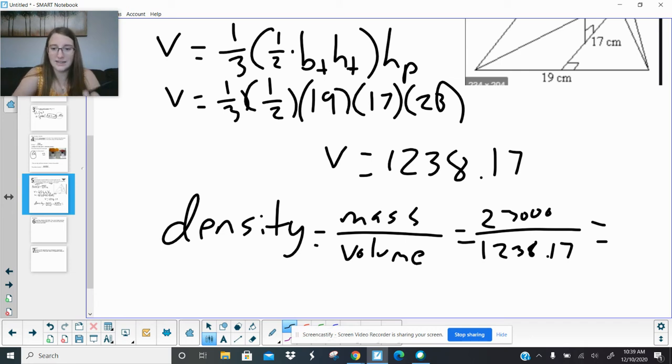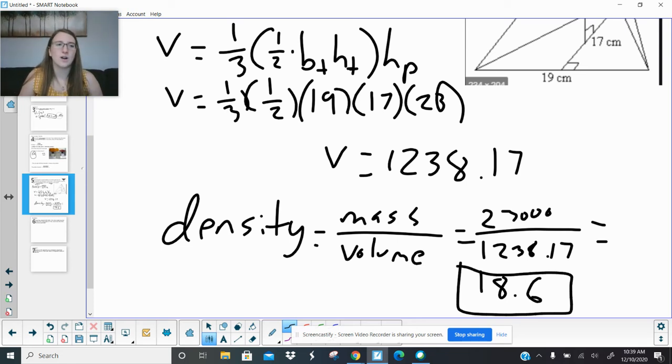And we should get a density of 18.6, let's say, could say 5.8. I always change my rounding, I really shouldn't. And there is our density, 18.6. Gold is pretty dense, yeah?